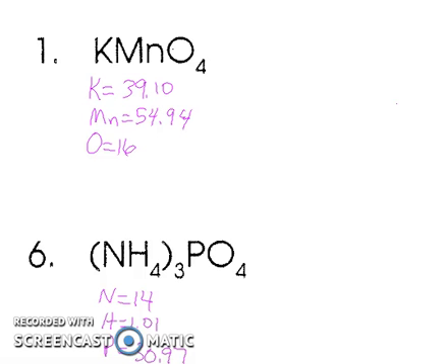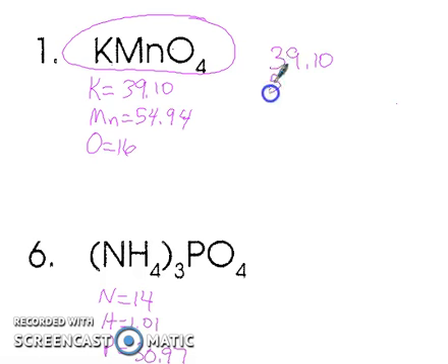So the first one is potassium permanganate, KMnO4. What we would do is we would look at each individual element. This represents one formula unit of potassium permanganate, and we want to know how much it would weigh if we had a whole mole of these units. So potassium by itself weighs 39.10. So we have one potassium, 39.10. That would be the grams on the periodic table. That stands for 1 mole of that substance.